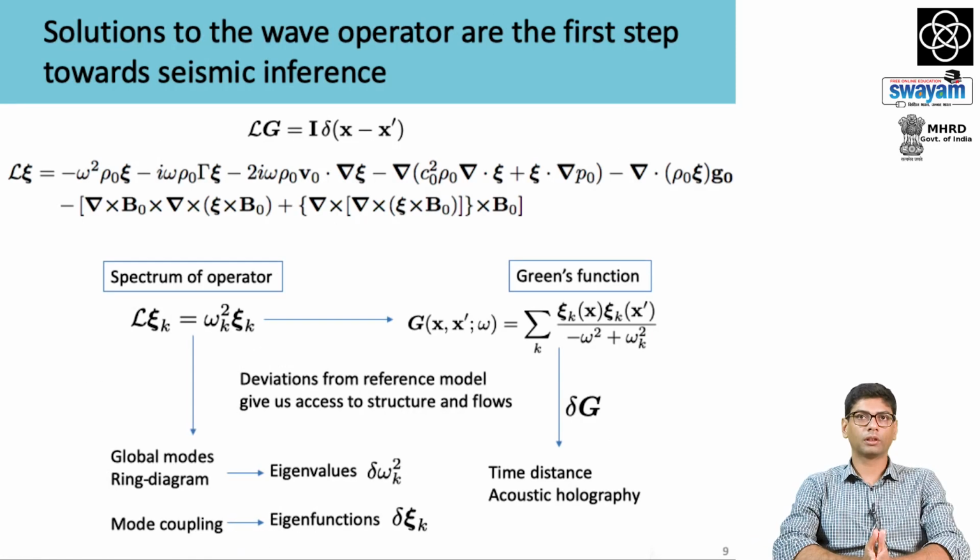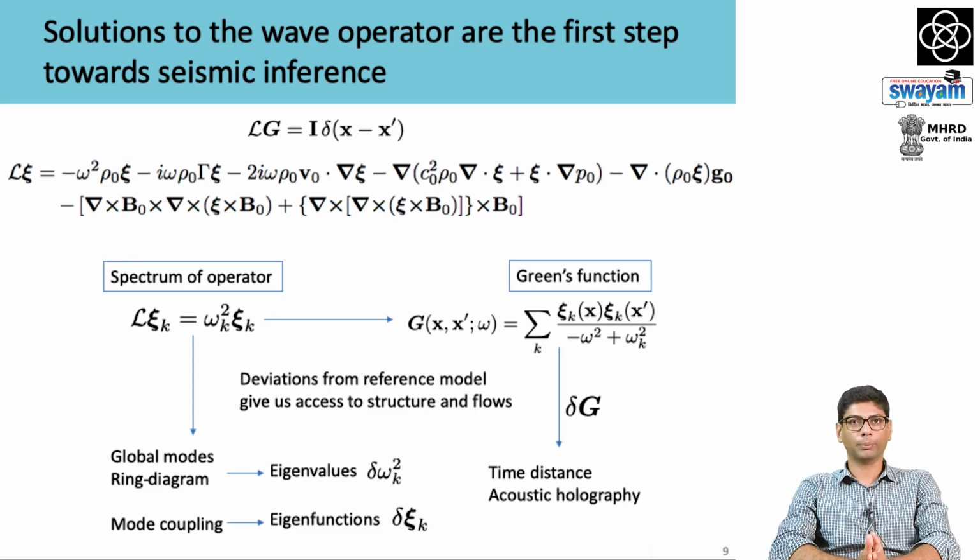We start with the wave equation for wave propagation in the sun. To a very good approximation, wave propagation in the sun is well described by the linear wave equation. This basically means that the amplitudes of waves are very small; it's a small amplitude approximation. In that limit, we can derive what are known as Green's functions, which are impulse responses to the wave operator.